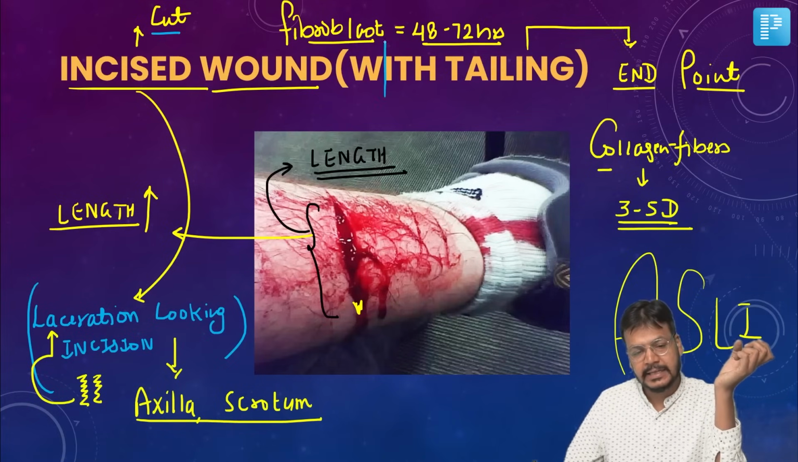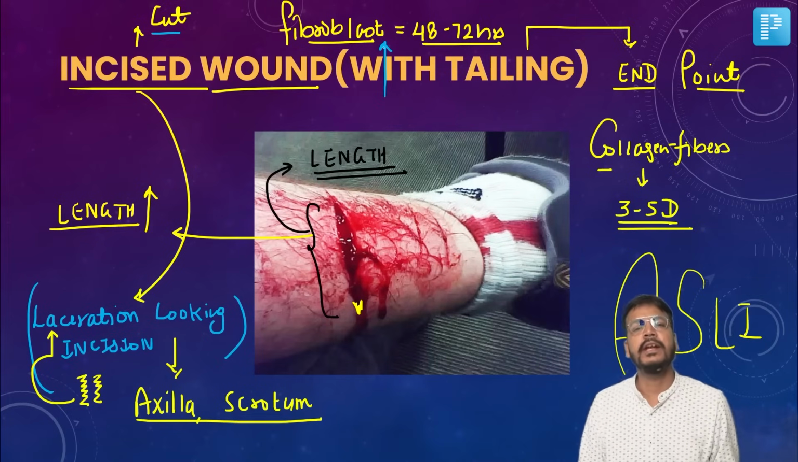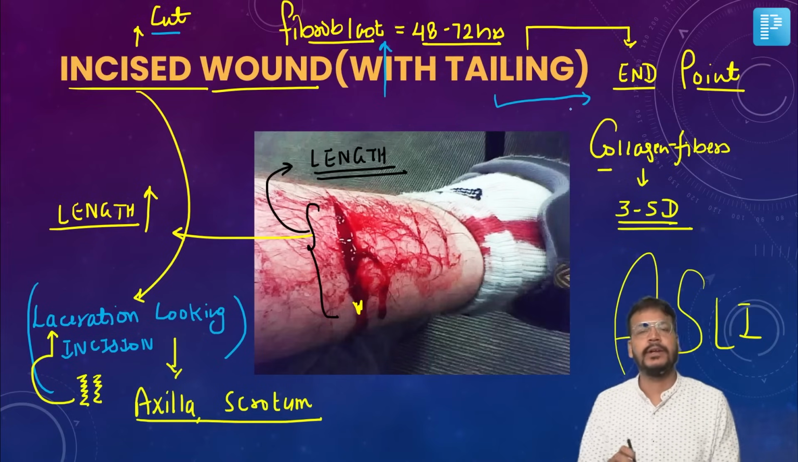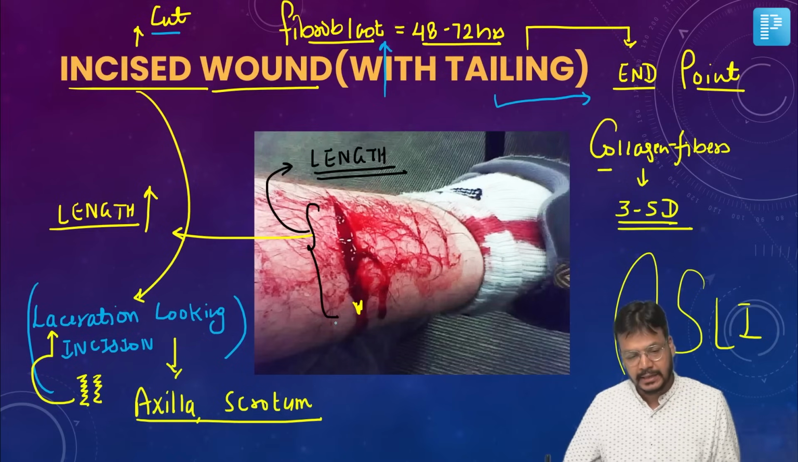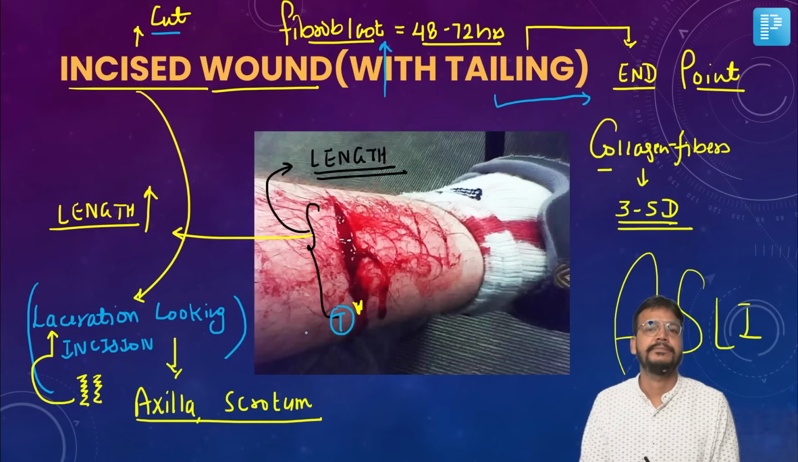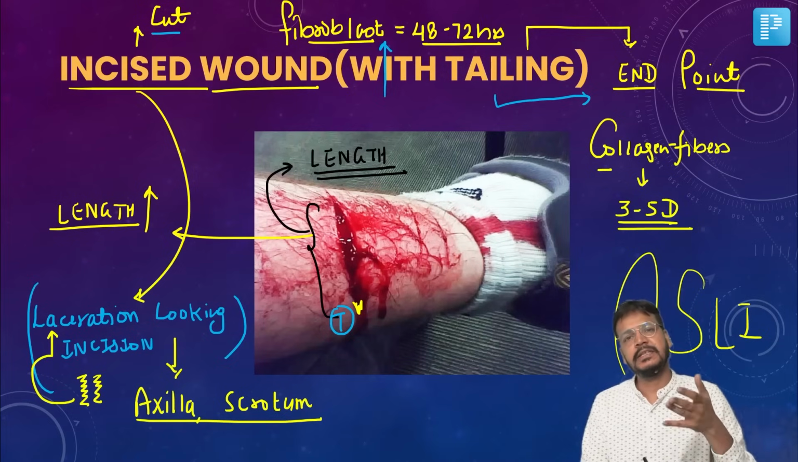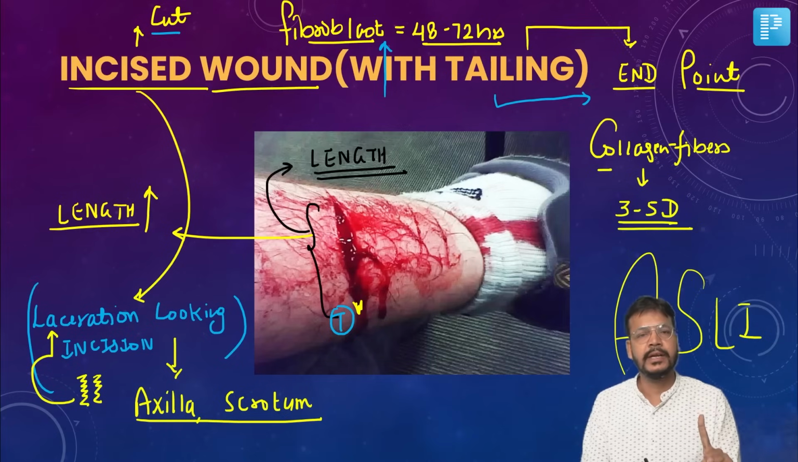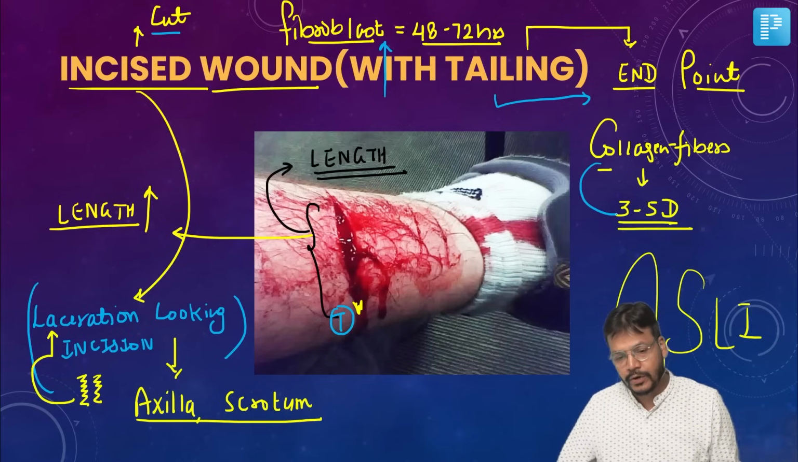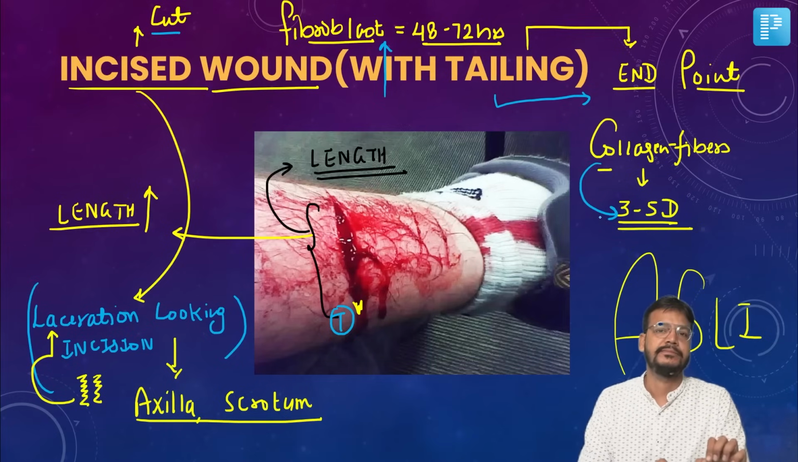Sir, incised wound is also known as cut injury. Here in incised wound, fibroblast is seen in 48 to 72 hours. And you can see tailing at the end point. When you apply the weapon parallel to the skin surface, it is an incised wound or cut. Fibroblast 48 to 72 hours. Collagen, C for collagen, C for 3 to 5 days.